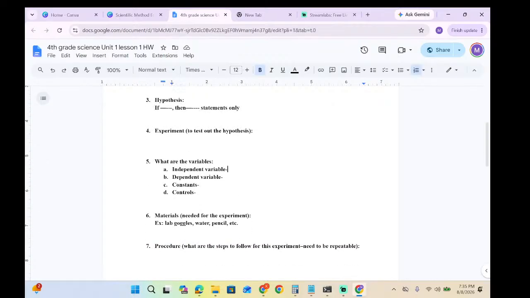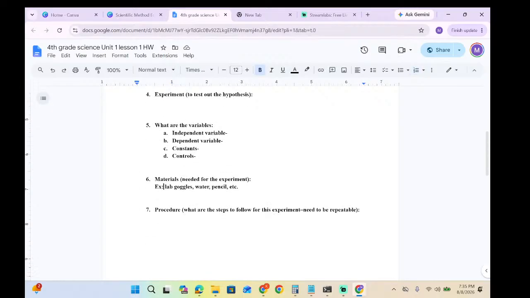And then write your independent variables. You can just list them out. Dependent variables, your constants, your controls. Materials you'll need, like lab goggles, water, pencil, etc.